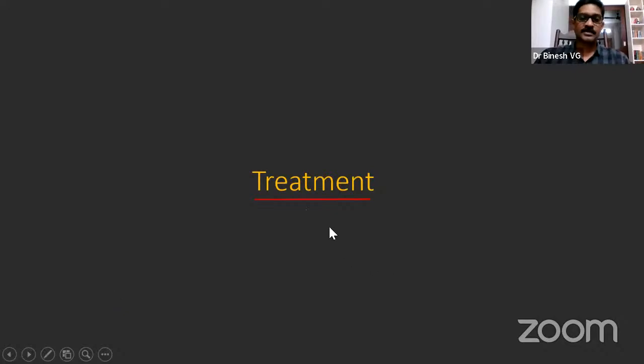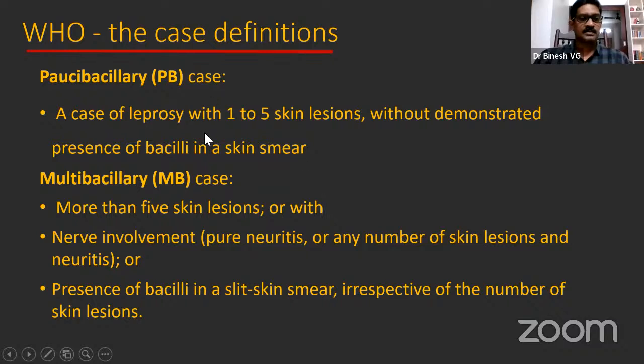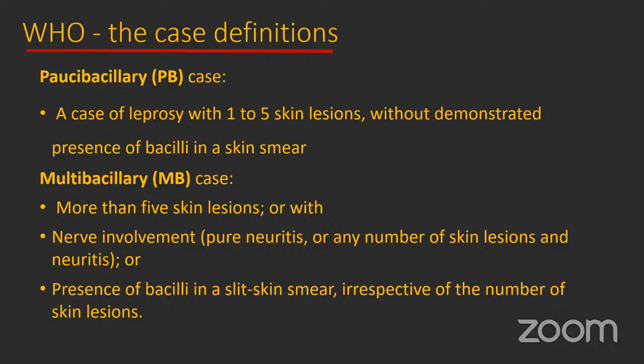Now coming to the treatment, Ashwini has already mentioned this, I think. I'm talking about the newer change in the WHO classification. Now, paucibacillary includes those patients with 1 to 5 skin lesions only. More than 5 skin lesions, or even a single nerve trunk involvement, they specify that it's a nerve trunk involvement, not the cutaneous nerves. In 1 or 2 of those WHO modules, they have mentioned that it should be nerve trunks.